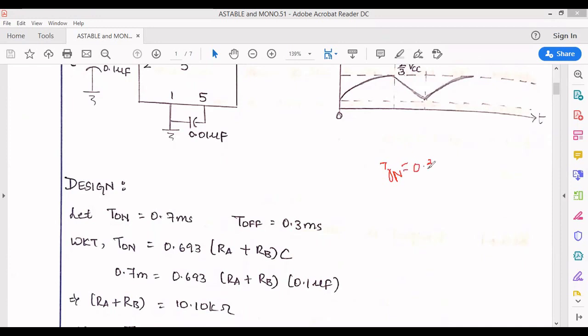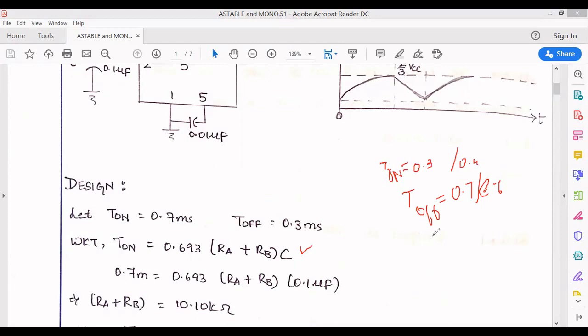Sometimes they only tell you to take T on as 0.4 millisecond. When you take T on as 0.3 millisecond, you have to take T off as 0.7 millisecond. If they tell 0.4 for T on and 0.6 for T off, you just substitute these values in the formula and get the values of RA and RB, and the same RA and RB you will be using in the circuit.